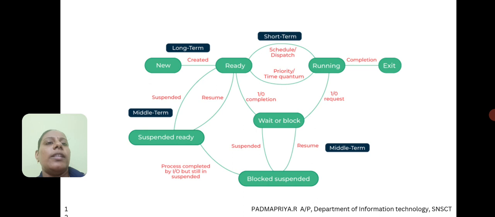Middle term scheduling is when we execute a process and another process requests the same resource, so that process might be in the hold state. Once the previous process completes its execution, the waiting process may resume executing on the CPU. That is called the middle term scheduler.